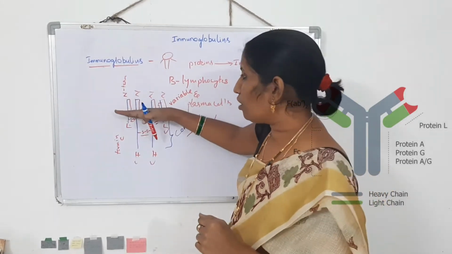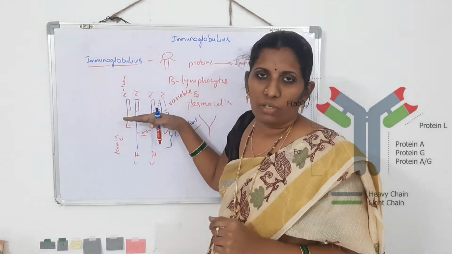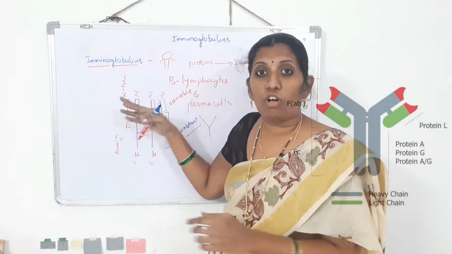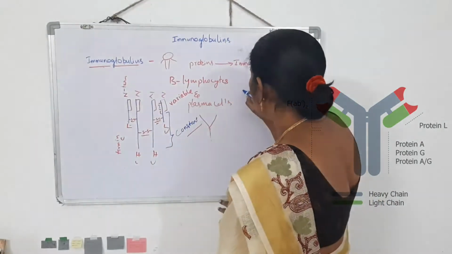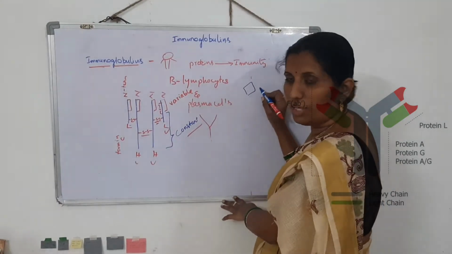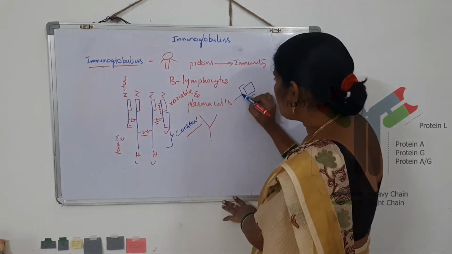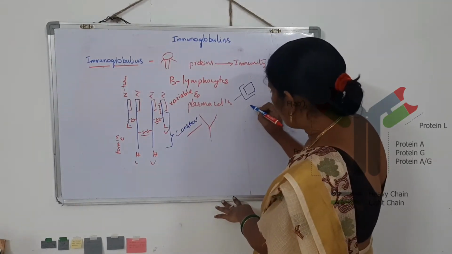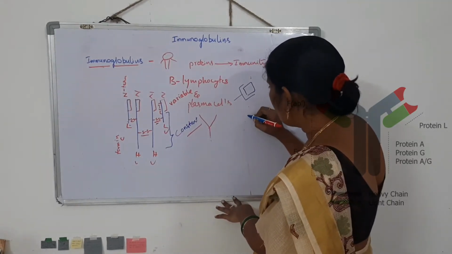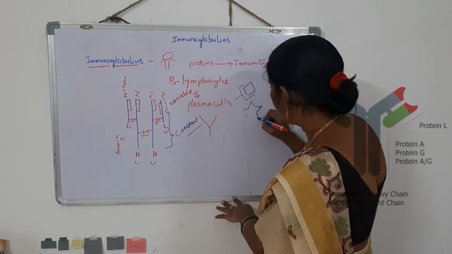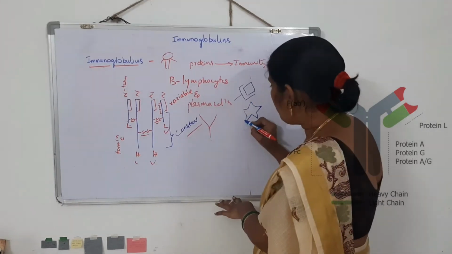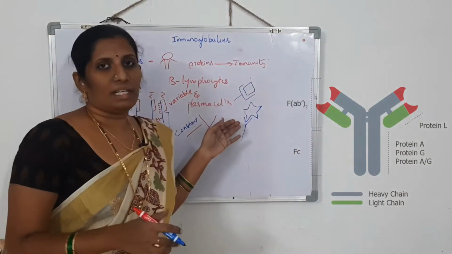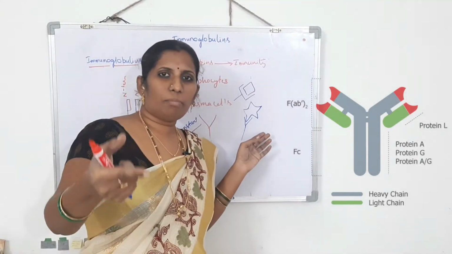Half of the part is changing its shape according to the antigen shape, and half is constant. So the part of the antibody which is changing its amino acid sequence according to the antigen, just like this: if the antigen is in this shape, the antibody must be produced in this shape. If the antigen is like this shape, the antibody must be produced in this shape. Means the antibody is produced depending upon the shape of the antigen.